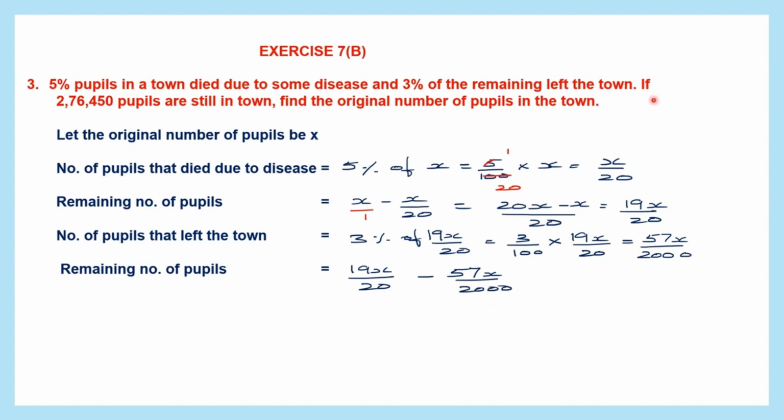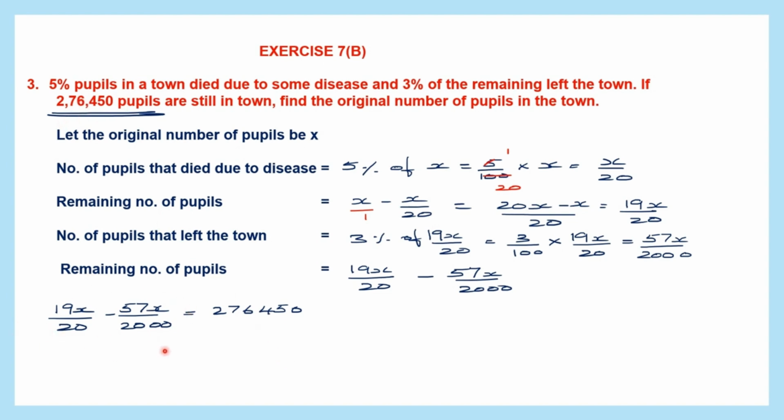Now look at the question. The question says if so many pupils are still in town, that means this is the number that's remaining. That is 2,76,450 pupils are remaining. That means this one is equal to 2,76,450 because that is the remaining. So let's work this out. So this is 19x by 20 minus 57x by 2000 and this is equal to 2,76,450. Okay, so that is the number I've written here.